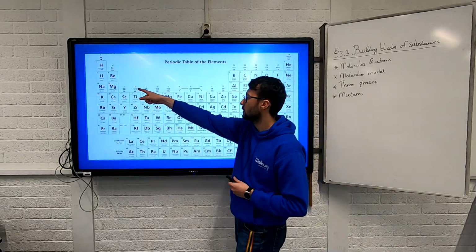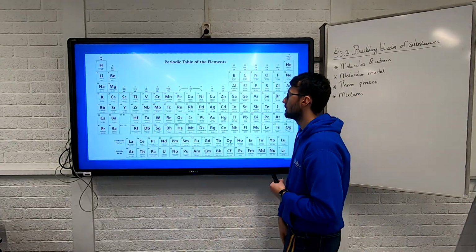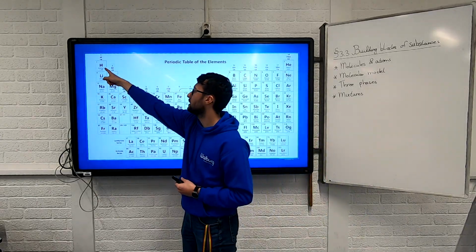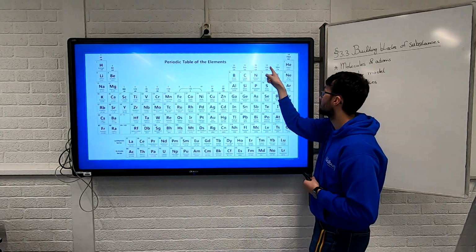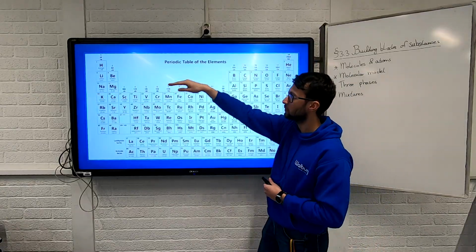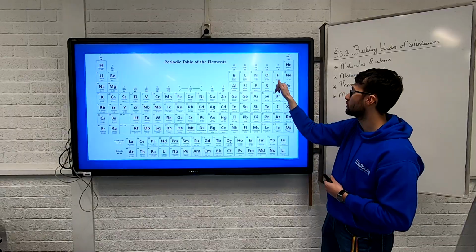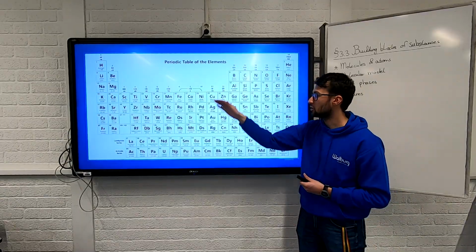We start all the way over here with hydrogen. Hydrogen is the first atom, and you just read it. The numbers go from left to right, so this next one is helium, all the way over here. Then you go to the next row: lithium, beryllium, boron, carbon, nitrogen, oxygen, fluorine, neon, and so on.